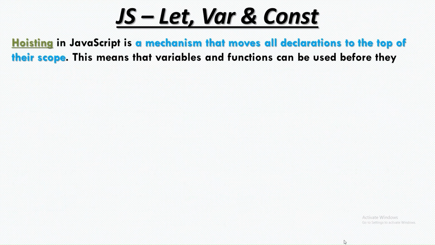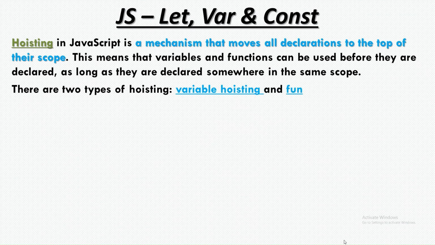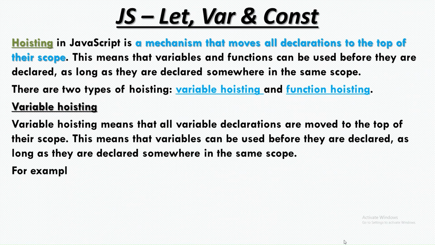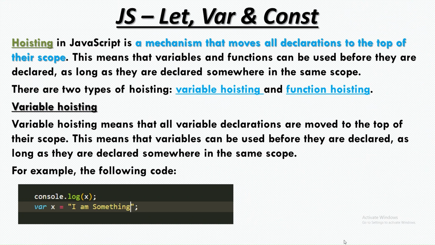Hoisting. What is hoisting in JavaScript? It is a mechanism that moves all declarations to the top of their scope. This means that variables and functions can be used before they are declared as long as they are declared somewhere in the same scope. There are two types of hoisting, variable hoisting and function hoisting.